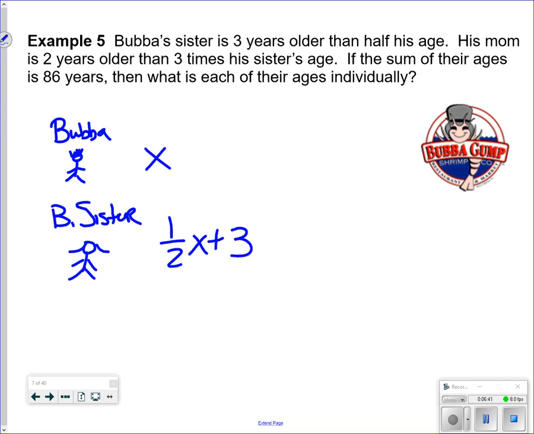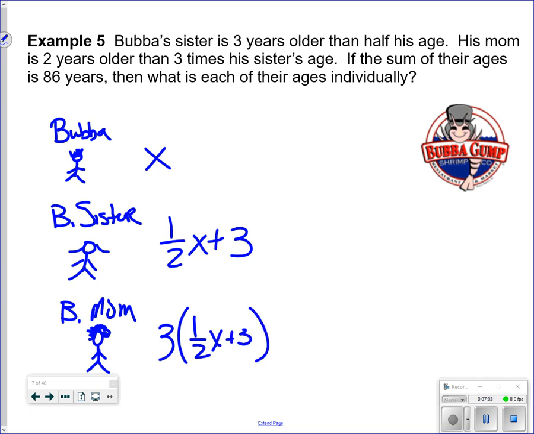His mom, Bubba's mom. I don't know how we're going to make a picture of Bubba's mom that's different than Sis. So maybe she's got curlier hair. So now, Bubba's mom is 2 years older than 3 times the sister's age. So 3 times the sister's age, and 2 years older than that. So we got Bubba, who's X, Bubba's sister, which is half X plus 3, and mom, which is 3 times the sister's age plus 2.